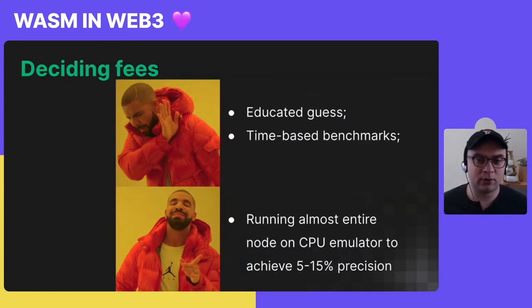The way many blockchains address it, they either do an educated guess sometimes, because if you have host functions which are cryptographic primitives, you might be able to guess how much it should cost. But most of the time, blockchains do it by running time-based benchmarks. They execute operations over and over and over, time them, and determine based on the timing how much they should cost. So we found out that this is not as precise as we want it to be.